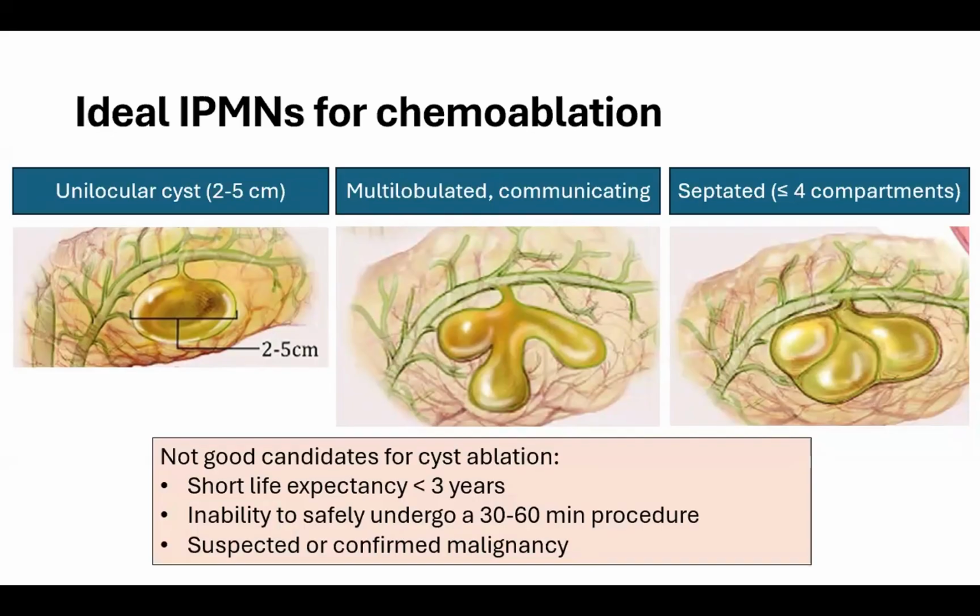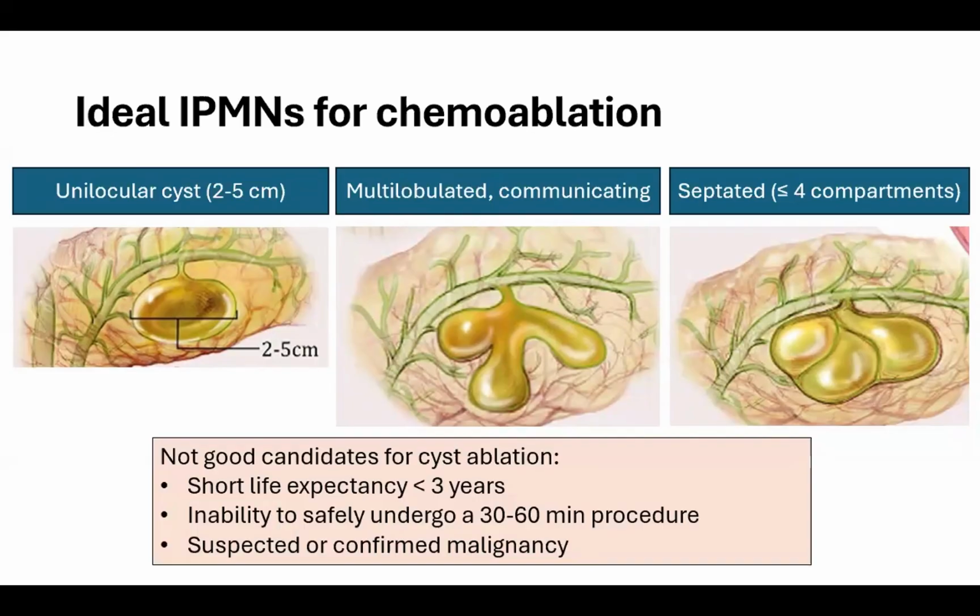Multilobulated cysts that are communicating within each other can allow that drug to distribute properly within it. And if you get septated lesions, if you have maybe 2, 3, up to 4 compartments, that would be an ideal situation in which you individually put a needle into each of these cyst compartments and inject the chemotherapy. But if you do it into lesions that have more compartments, it's going to be very, very challenging that you can distribute the drug, and that's a limitation of chemoablation.